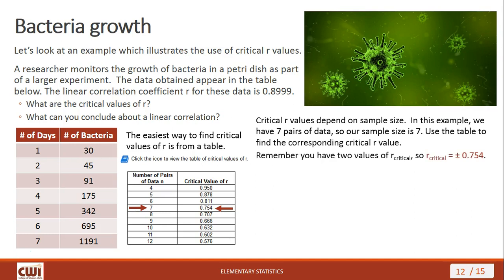But remember, we have two critical values of R, so we would input plus or minus 0.754. Remember, one value is positive and one value is negative. So you can put this in as plus or minus 0.754, or you can put it in as negative 0.754, comma 0.754. Either way, it should give you points for a correct answer. So there's our answer to the first question. What are the critical values of R?